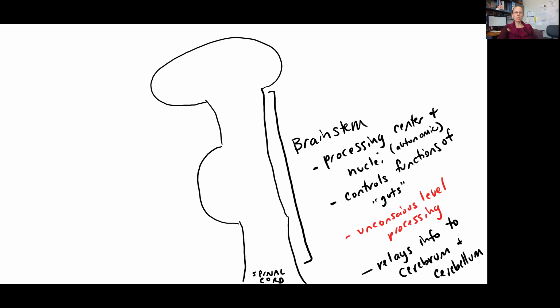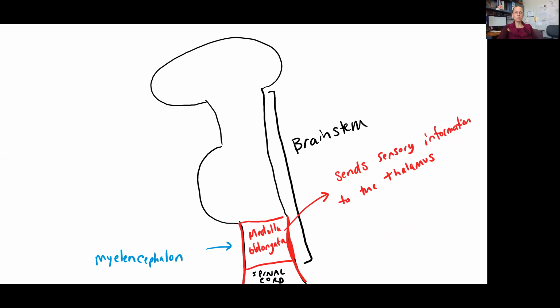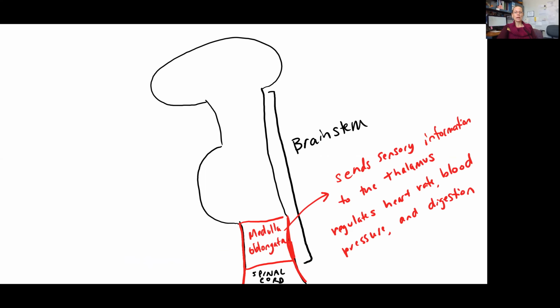So let's get started with the bottom portion of the brainstem, which is the medulla oblongata. You can also refer to it by its division name, which you can see here in blue as the diencephalon. Now, the medulla oblongata is going to send sensory information to the thalamus, so that is one of its important jobs. It also has all of those autonomic nervous system functions, so it will regulate heart rate and blood pressure and digestion.